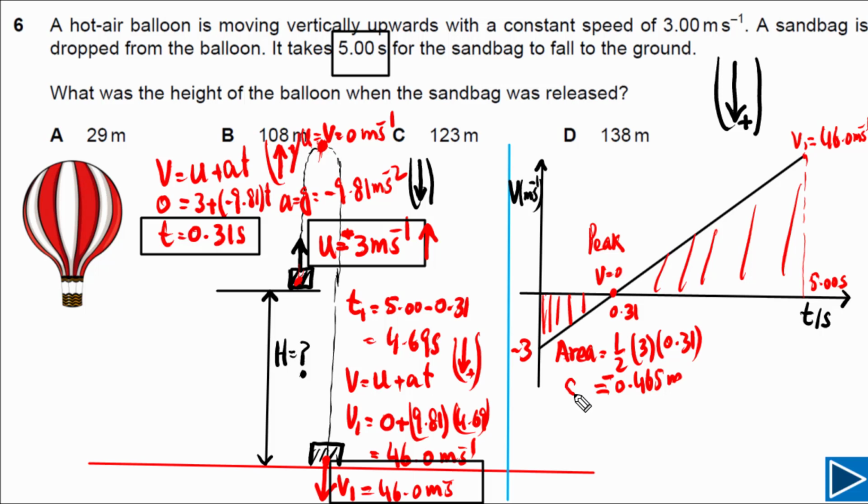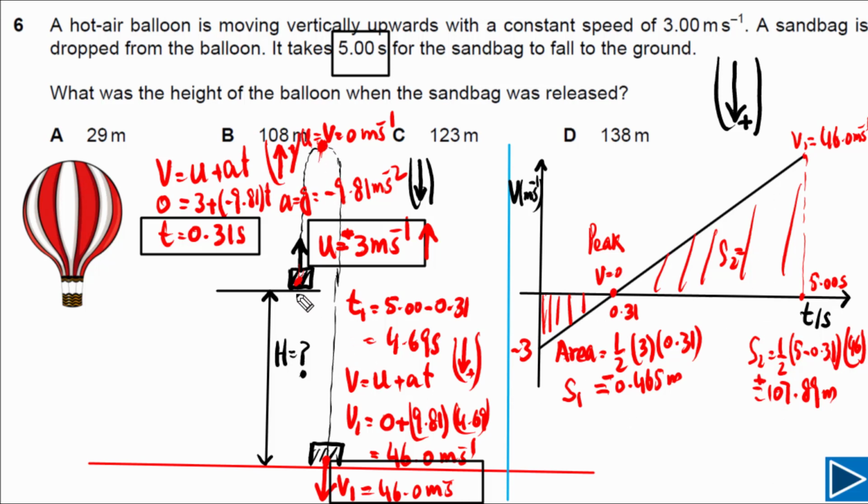We can say this area is S1 and this other one is S2, so we can calculate the area of this triangle, which is S2. S2 in this case is equal to 1 by 2 times (5 minus 0.31), where 5 is this point and 0.31 is this point, times the height of this triangle, which is 46. So our final answer will be 107.89 meters, and this is positive, so this displacement is positive.